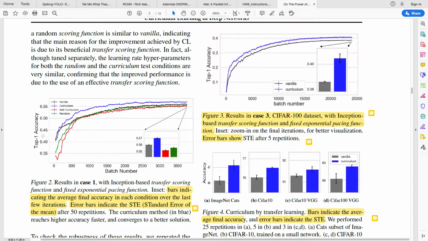It's different from top 5, where you are asking whether the ground truth is present in the top 5 probabilities that your network predicted. Alright, so here you see the batch number. The blue is the curriculum learning. You can see that as you increase the batch number, the accuracy of the curriculum learning kept on increasing.